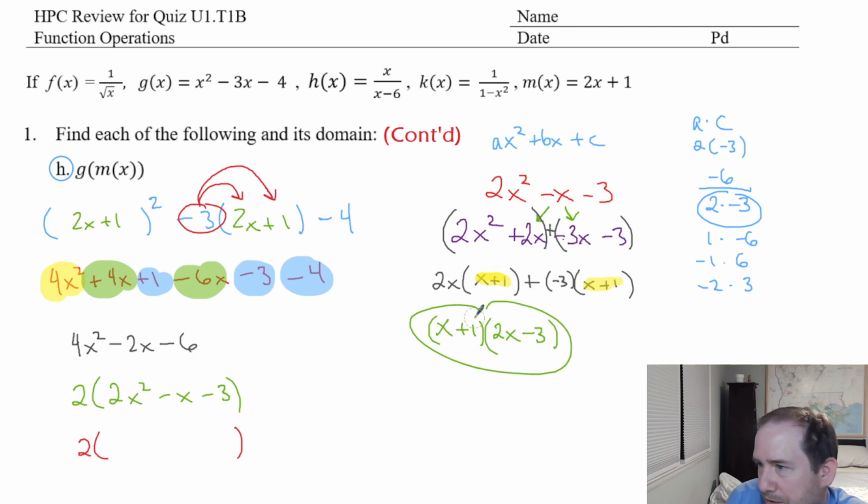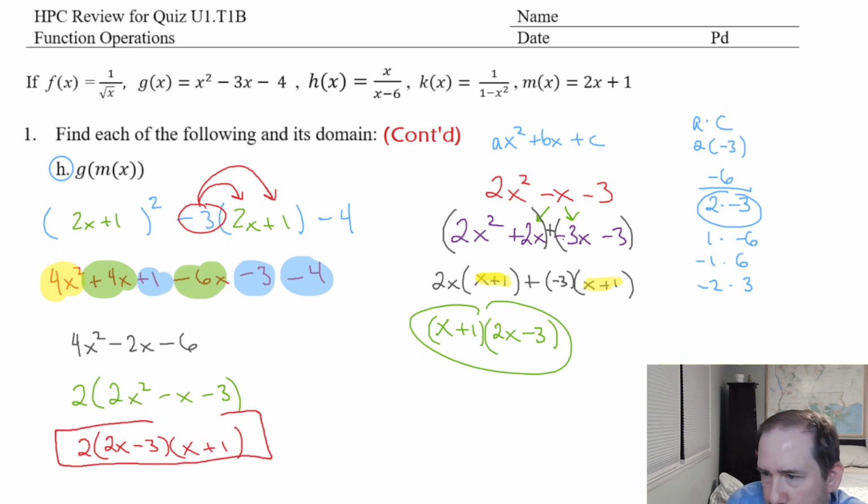We factored this red thing down to this, which means our final answer over here should be 2 times, I'm going to put the 2x minus 3 first. There's no rule that says I must, but I'm gonna. And then the x plus 1. So that's just algebra. I mean, that wasn't pre-calculus that happened right then. That was just algebra. And I get that it was some heavy algebra, but you should be okay.